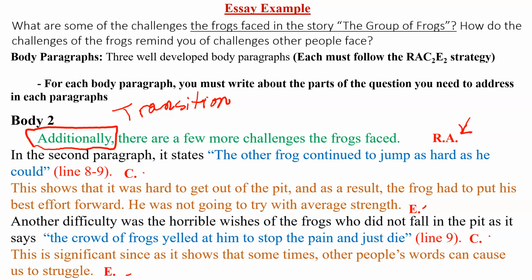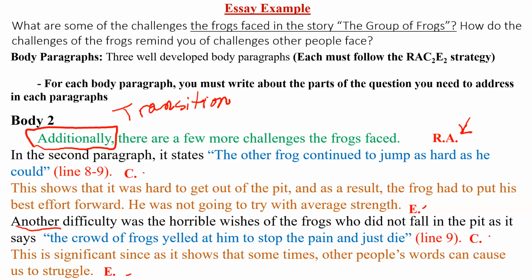Another difficulty was the horrible wishes of the frogs who did not fall in the pit. As it says, the crowd of frogs yelled at him to stop the pain and just die. This is significant since it shows that sometimes other people's words can cause us to struggle. It's a challenge, and it's difficult. We go through these challenges all the time. So now we've seen these challenges, but guess what? We knew that the second frog did not give up.